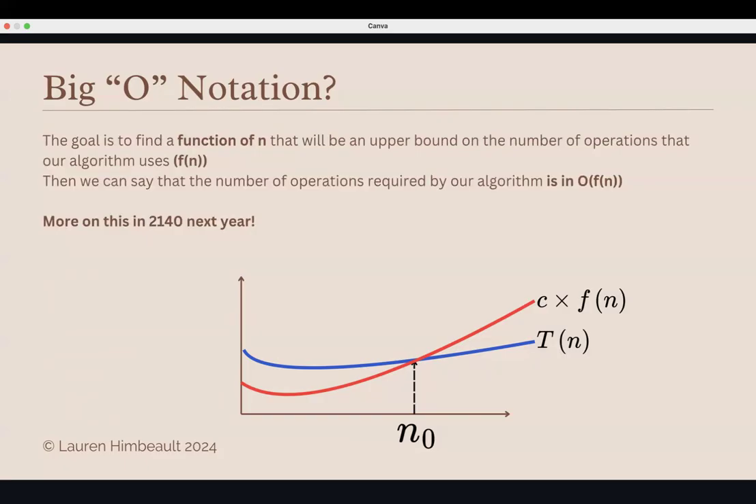That way we can say that the number of operations required by our algorithm is going to be big O of f of n. We're saying worst case, that upper bound, this is the most number of operations that our algorithm is going to require.